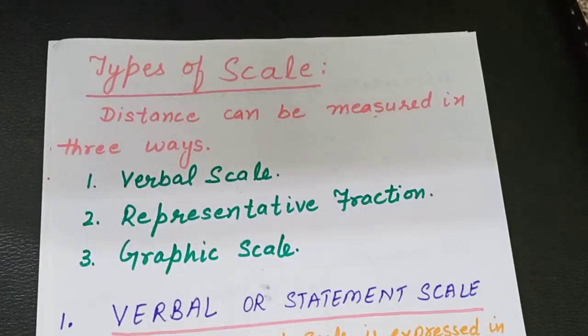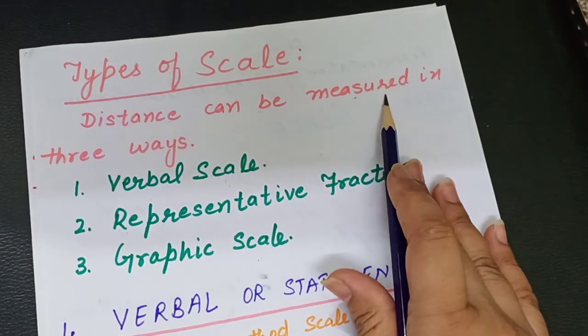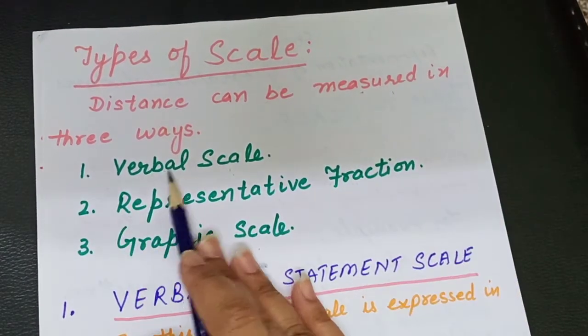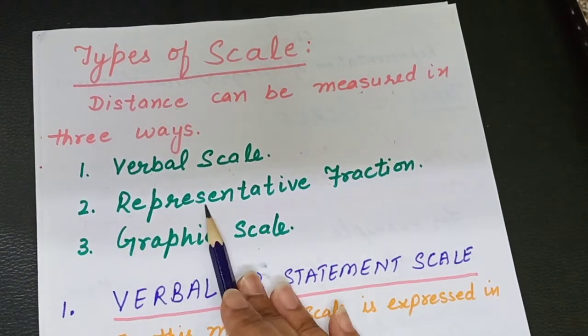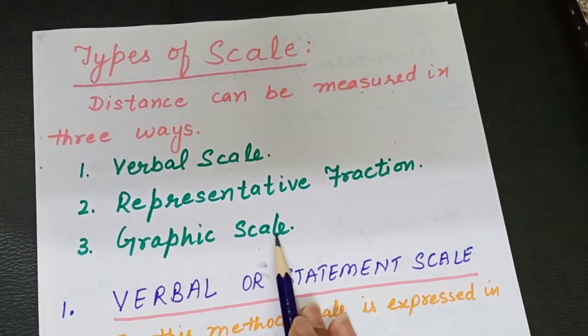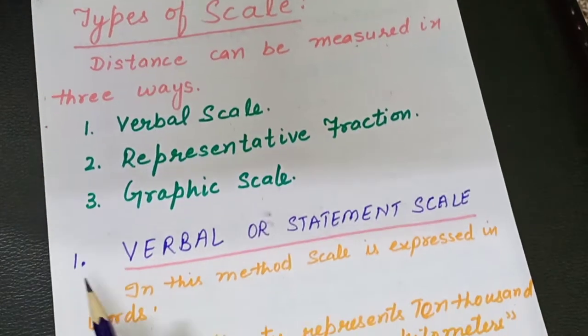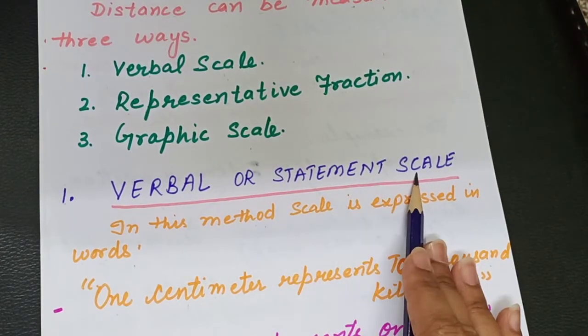Now types of scale. There are three types of scale by which distance can be measured. First is verbal scale or statement scale. Second is representative fraction or numerical fraction, and third is graphic scale or linear scale. So let us start with the first one, verbal or statement scale.